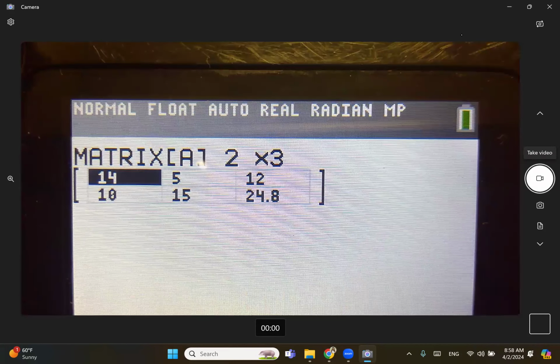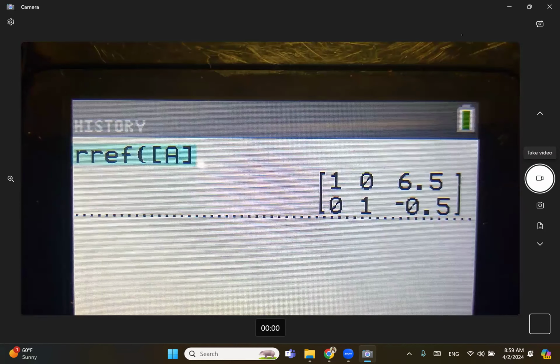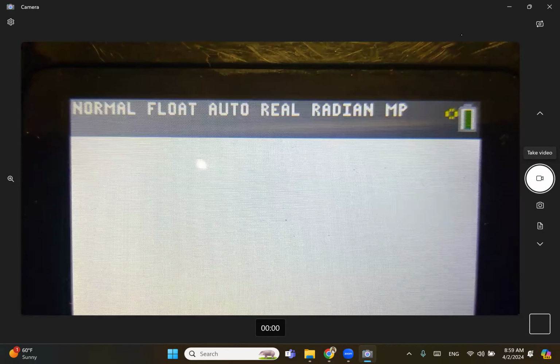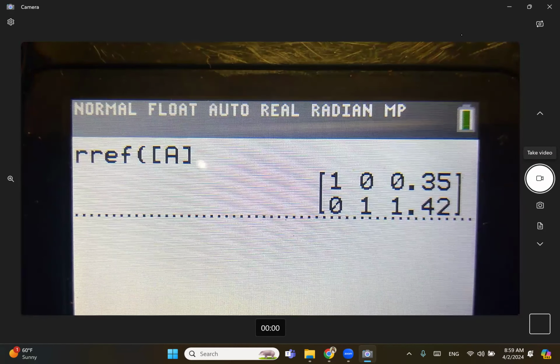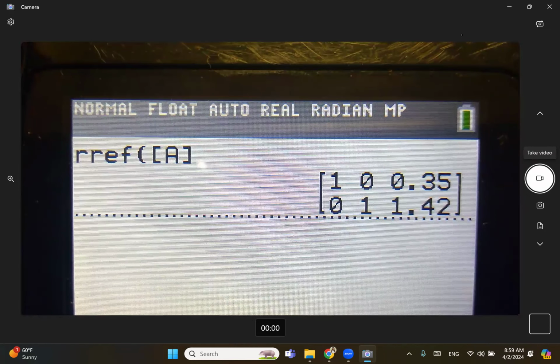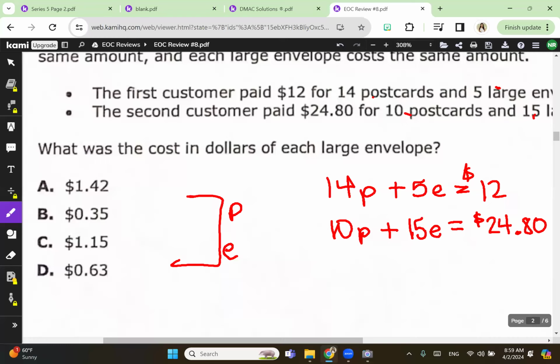Okay. So second quit. And that's what you should get. 0.35 and 1.42. Wait, which one are we looking for? You tell me. Postcards on top. 1.42. It says, what is the cost of a large envelope? So your answer is A.